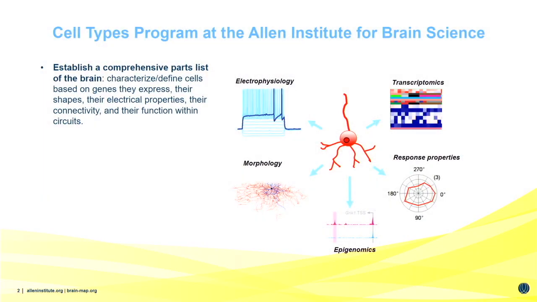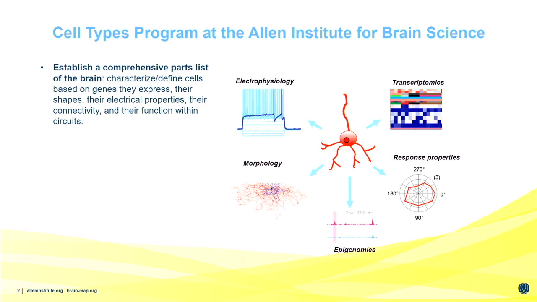This project is part of a cell type program within the Institute, and if you're not familiar with it, I would just like to give you an idea of what it is. The cell types program at the Allen Institute is trying to establish a comprehensive parts list of the brain. And the way we do it is we are trying to characterize these different cells based on genes they express, their shapes, their electrophysiological properties, any property that we can measure in a reasonably fast way.